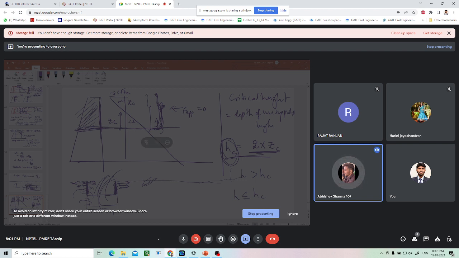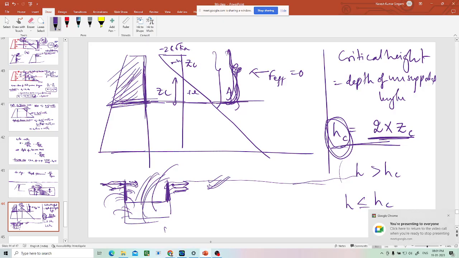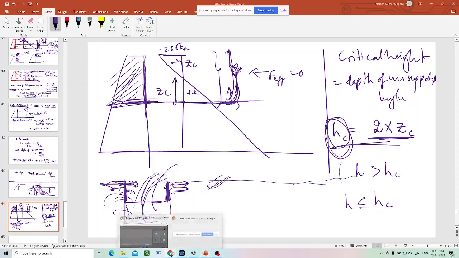Sir, but Ka2 is like a property of soil, na? Property of soil, yes. Yes, sir, it's a property of soil. That is the property which is giving the horizontal pressure. If the property itself is changing, then pressure will reduce. That's how it is. Okay, yes, sir. Got it.